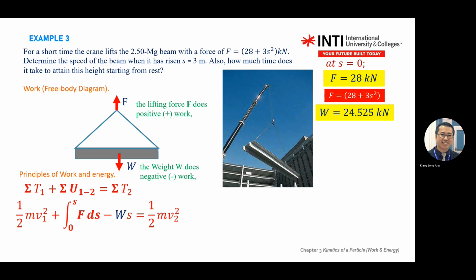44. 40 kilonewton. It just tell you that at 3 meter, the force is this one. But if the s is 0, you get 28 kilonewton. The force is changing. So you cannot use this 40 kilonewton multiplied by 3 meter. Then it's wrong. Because your force is in equation.